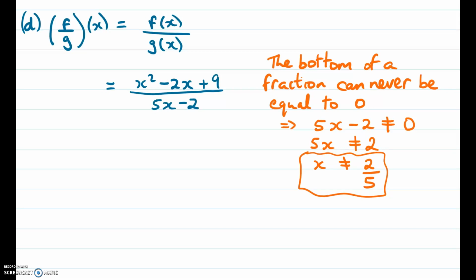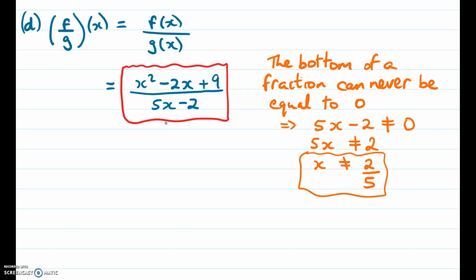So here is our answer. Very important. This is our answer, but this is a little qualifying mark that tells us that we have to change something, that we have to bring this into consideration as well. So f over g of x is going to be given by this as long as x is not equal to 2 over 5. And if x is equal to 2 over 5, then this doesn't have a solution. There is no answer. Okay?